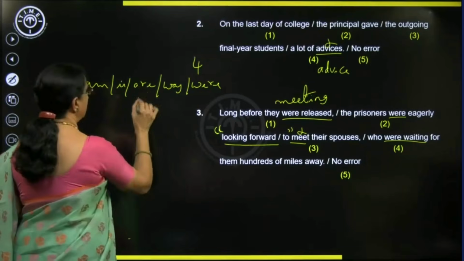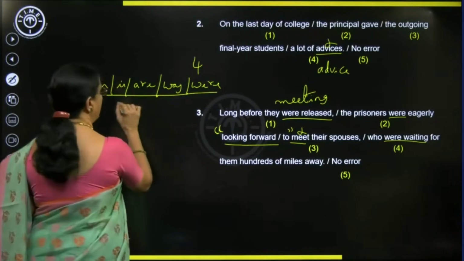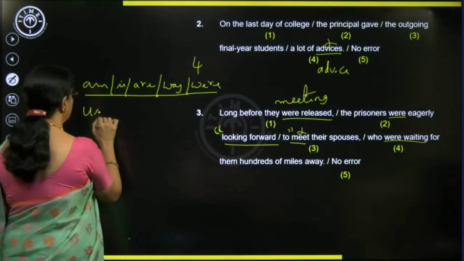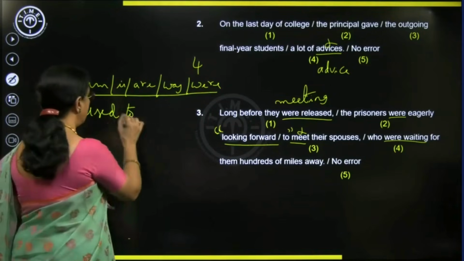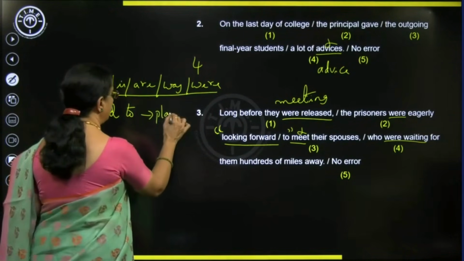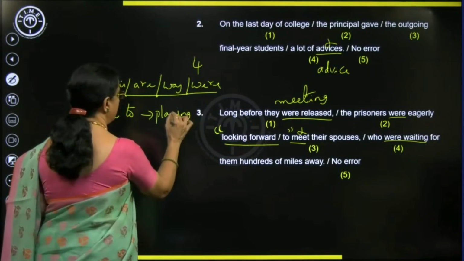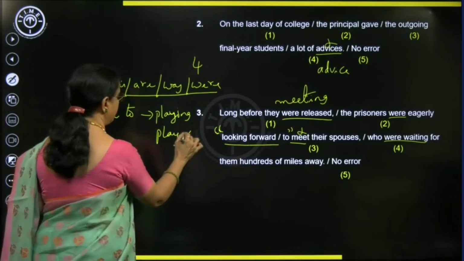Am, is, are, was, were. All these are followed by "used to". Am used to, he is used to, they are used to. Alright. And "looking forward to" is followed by, right, playing, not play. You understand? Alright. Play is wrong.